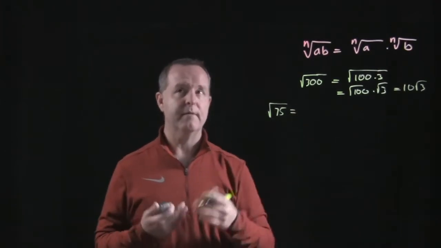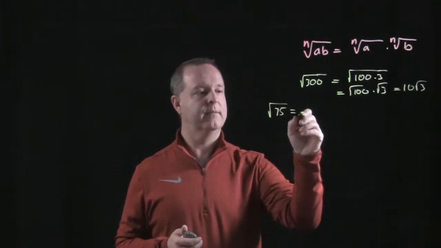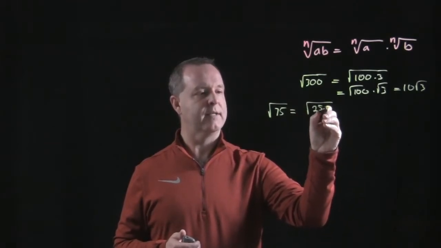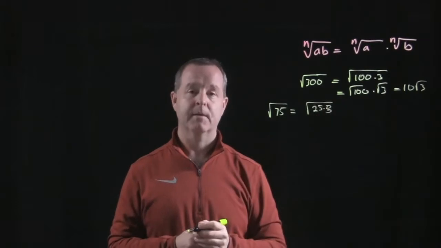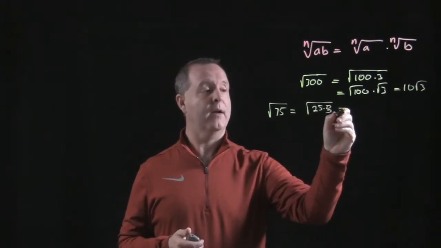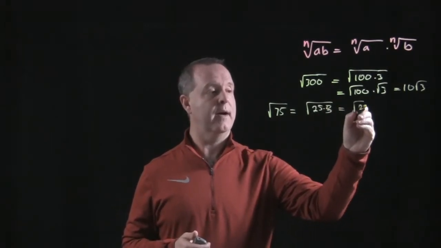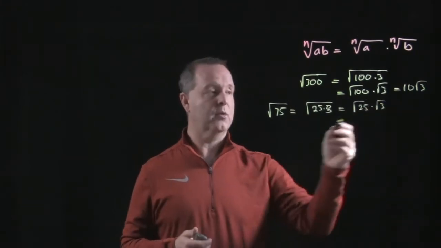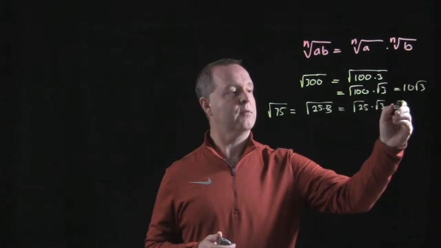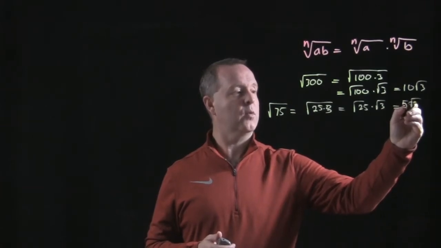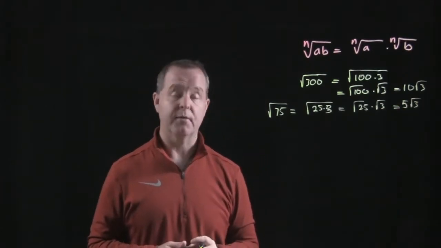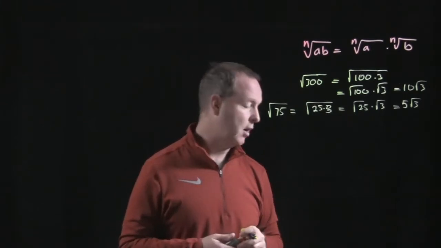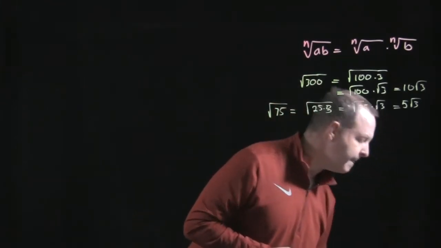Well, 75, it feels like there's a 25 in there. Well, not times 5, times 3, because 25 is a perfect square. I can rewrite that then as the square root of 25 times the square root of 3. The square root of 25 equals 5, and I'm left with the square root of 3. And the square root of 3 again does not simplify because there are no perfect squares involved.